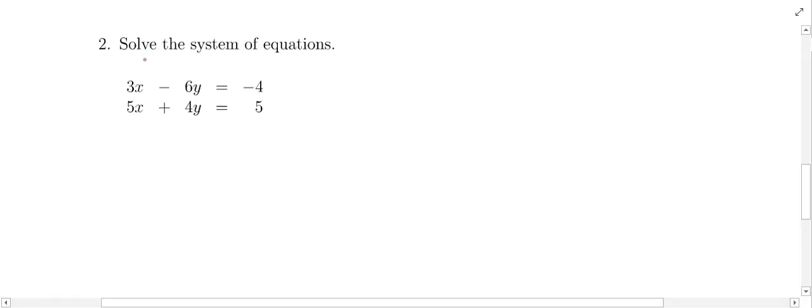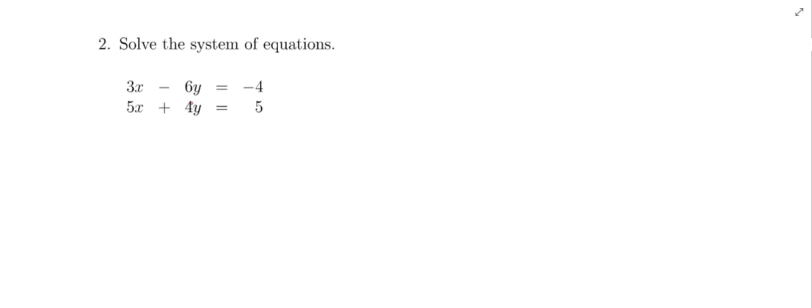3 and 5, those are the coefficients of the x's. How am I going to cancel these? Same thing with negative 6 and positive 4 with the y's. How am I going to eliminate these? Well, what we're going to have to do here is just pick one of the variables, and we're actually going to have to adjust both equations. We're going to have to multiply both equations by something in order to get cancellation here.